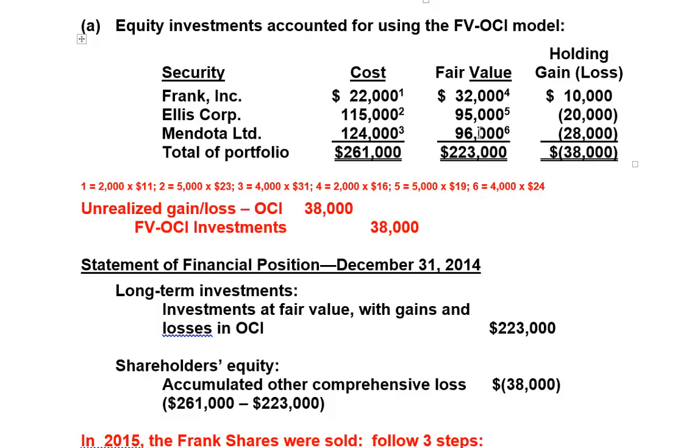So if we're evaluating as a portfolio, we can see that the cost was $261,000, but the fair value is less. It's $223,000. So on a row by row basis, or share by share basis, I'm going to calculate the holding or unrealized gain or loss for the year. And in this case, when we add it up, we get an unrealized or holding loss of $38,000.